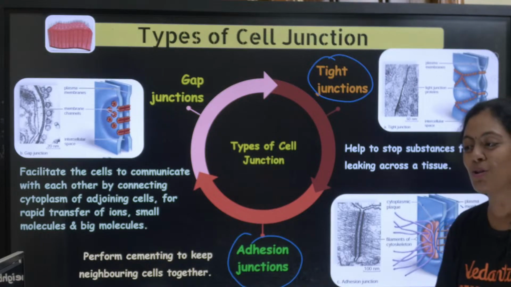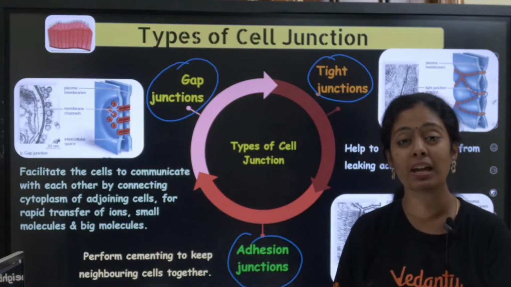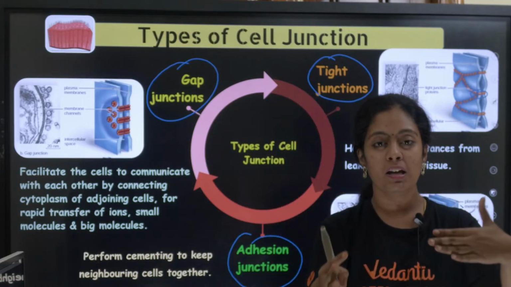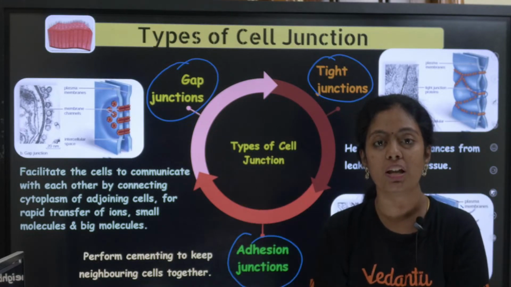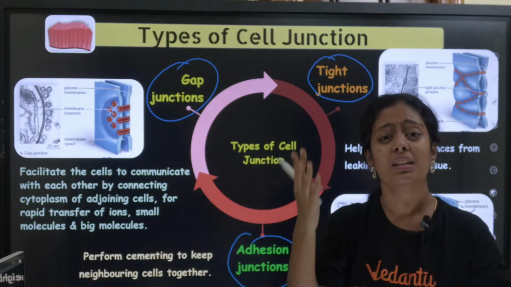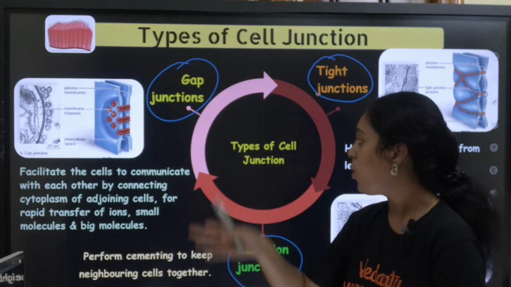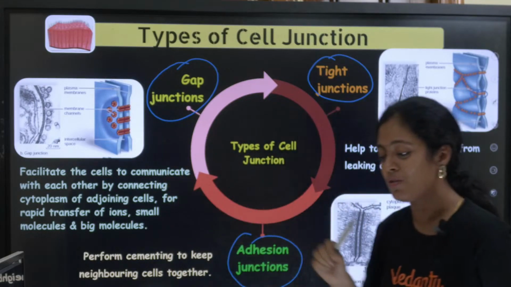Okay, the important thing is gap junctions. If there is a room, it must have a window, because it needs some kind of communication, or we need a door. The same thing here: every cell has a door or a window. That is what we call a gap junction.